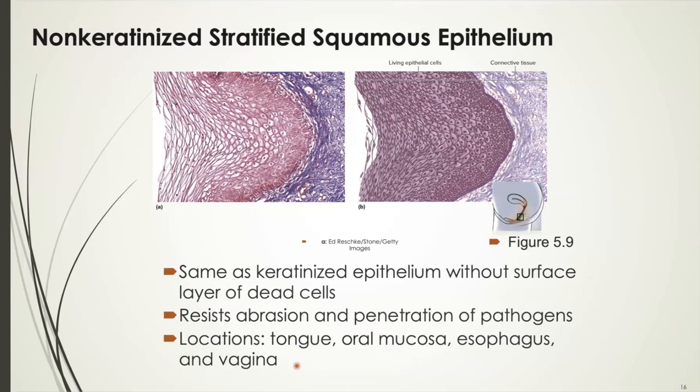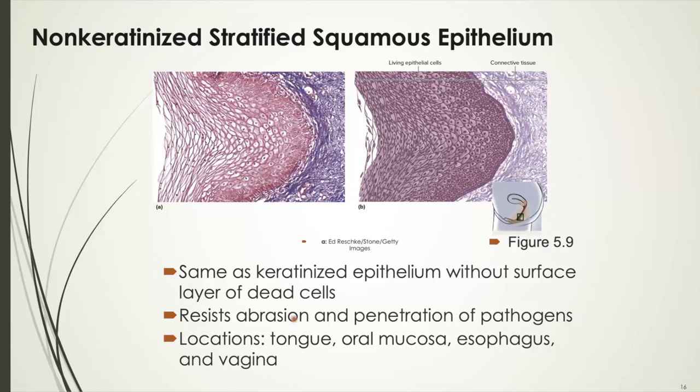Now, your non-keratinized stratified squamous epithelium locations: you're going to find those in the tongue, oral mucosa, esophagus, and vagina. The thing about this is it's not like the hands and the feet. They're not getting the same amount of mechanical abrasion and stimulation, but they are open to the outside via some type of opening. And because of that, they still do need protection.